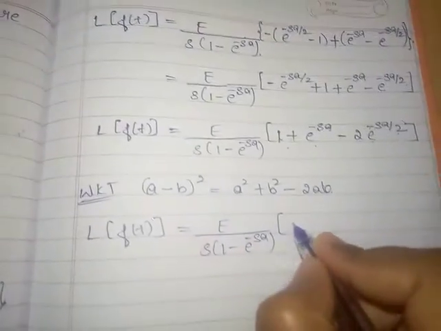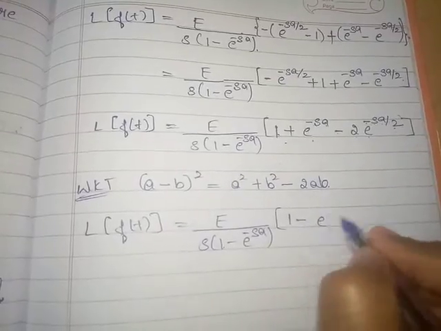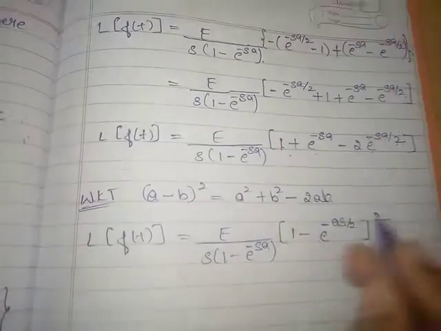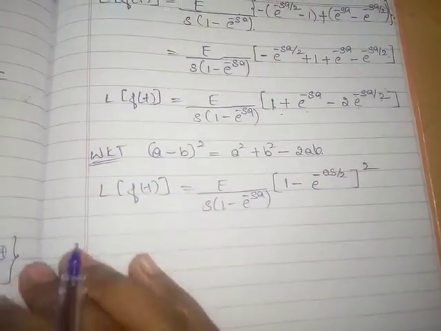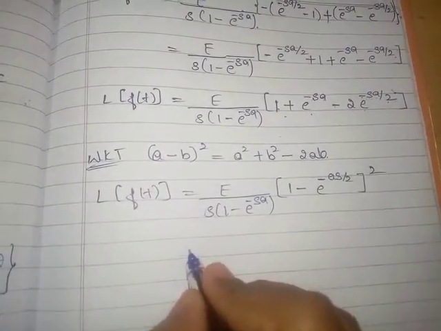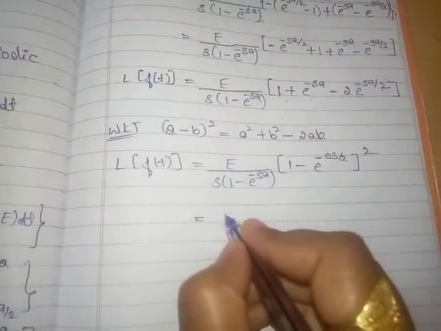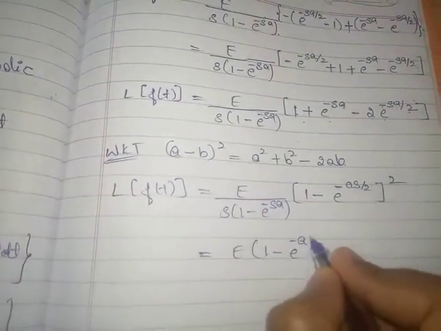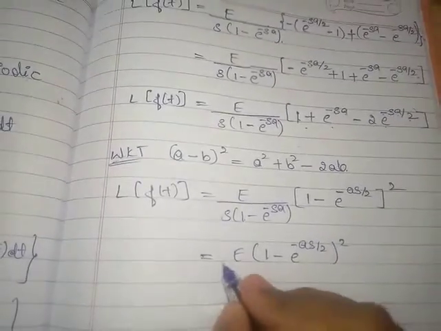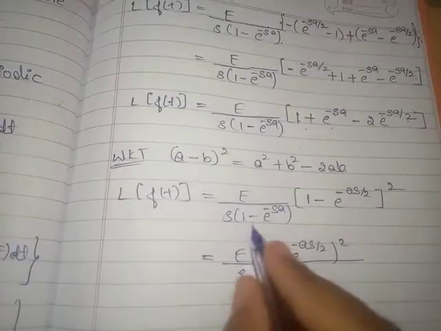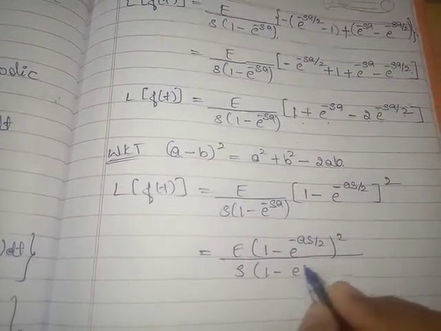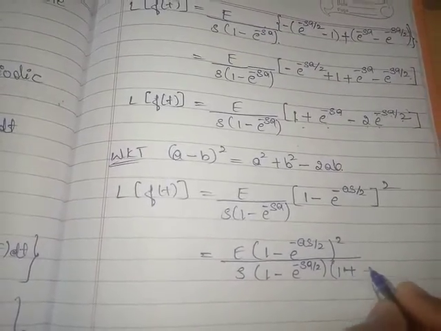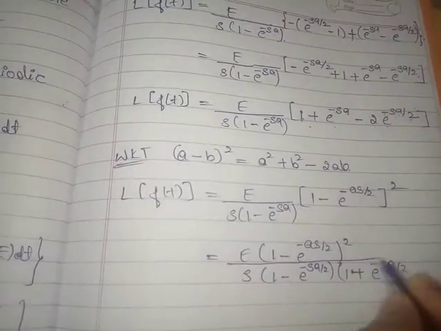This is, we have (1 minus e raised to minus as divided by 2) whole square, a square minus b square, it is the same. Next, now I will take the denominator term as e into (1 minus e raised to minus as divided by 2) whole square, divided by s into, I will write this term as 1 minus e raised to minus sa by 2 into 1 plus e raised to minus sa by 2.